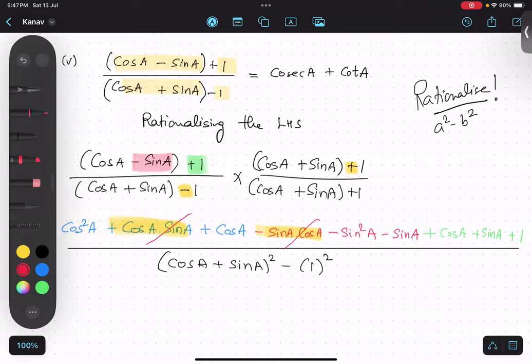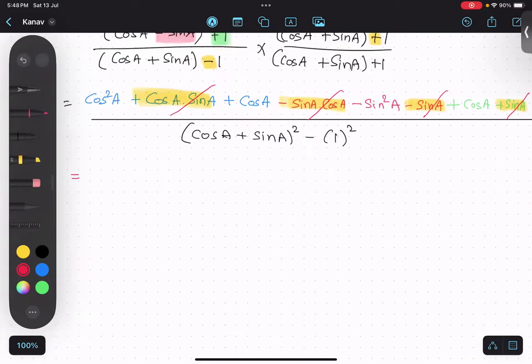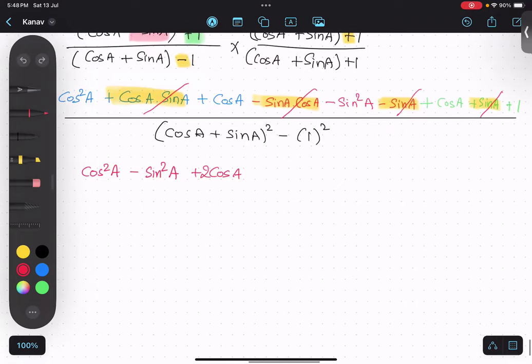Now, cos A is both positive. Minus sin A, minus cos A. Can you see that? Minus sin A plus sin A, so that also gets cancelled. Let me write whatever is remaining. Cos square A minus sine square A, I'm writing square first, plus cos A. What else is remaining? Cos A, cos A, 2 cos A. Anything else remaining? Plus 1. I was about to miss that. Plus 1.